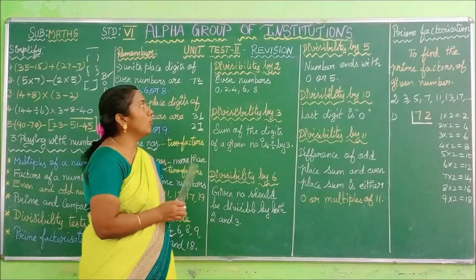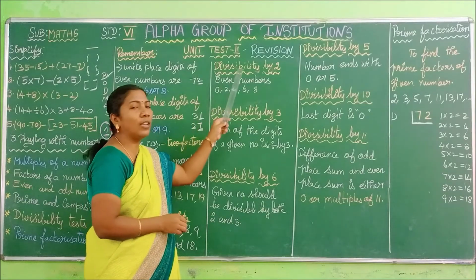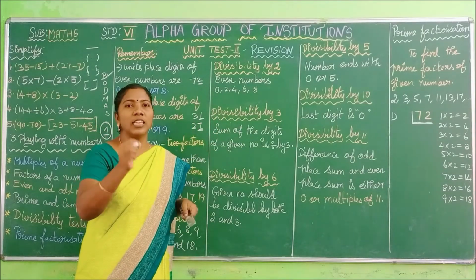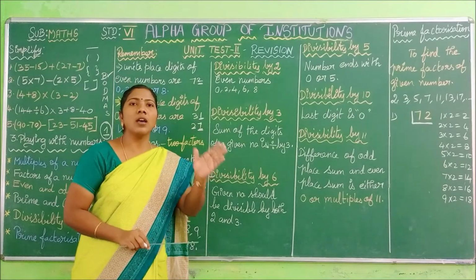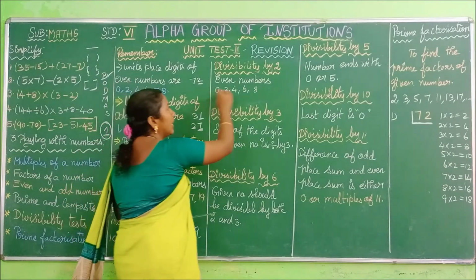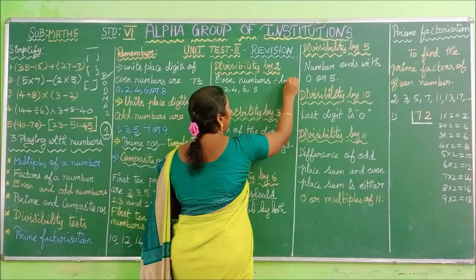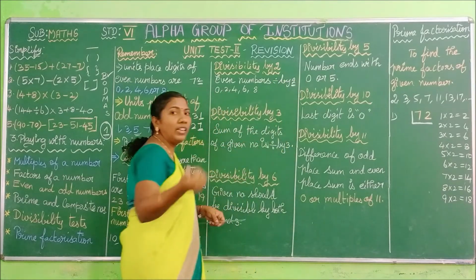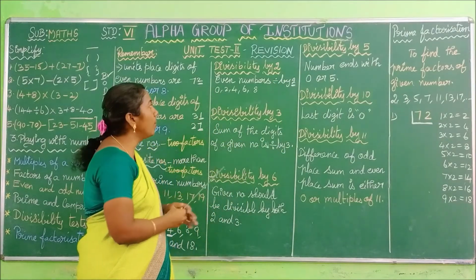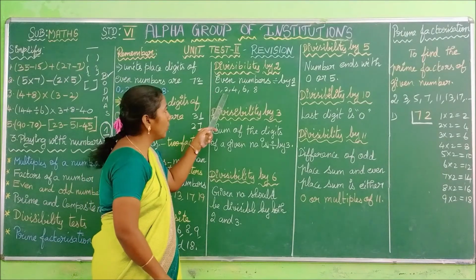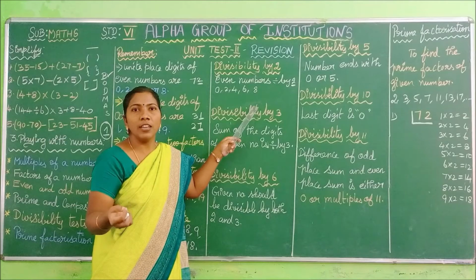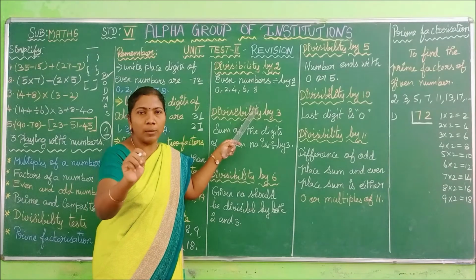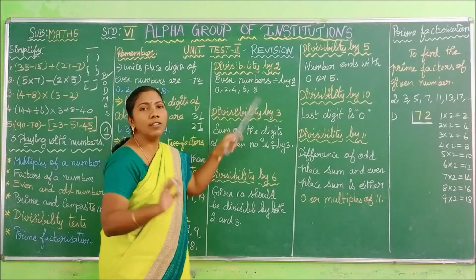Okay, first we are going to discuss divisibility by 2. How can we say the given number is divisible by 2? All the even numbers are divisible by 2. Okay. How can you find an even number? If a number ends with 0 or 2 or 4 or 6 or 8, it is an even number. So whether it is an even number, we can easily say it is divisible by 2.